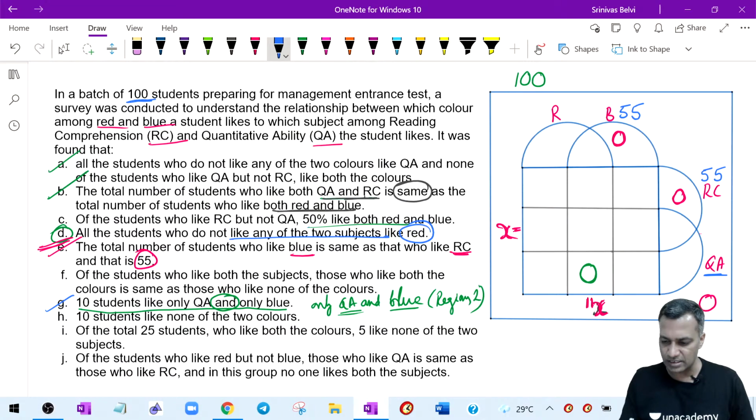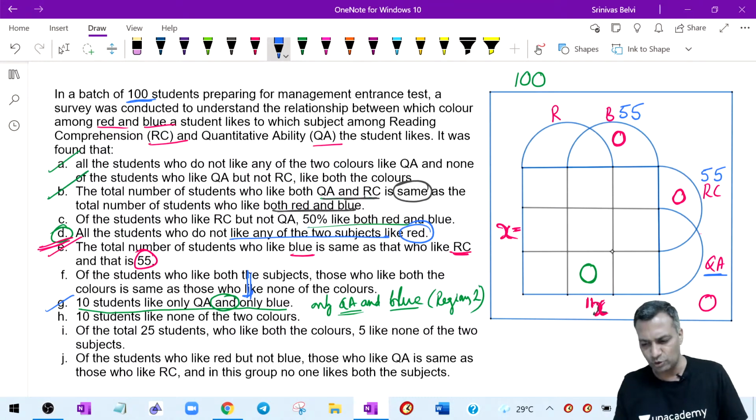You may say, sir, what is this other only doing here? Redundant. You may call it a redundancy error or whatever it is. The author has mentioned only QA and only blue. Fair enough. If you take it as a redundancy error and proceed, it's okay. Some people make small mistakes in grammar. Take it as auto correction and proceed.